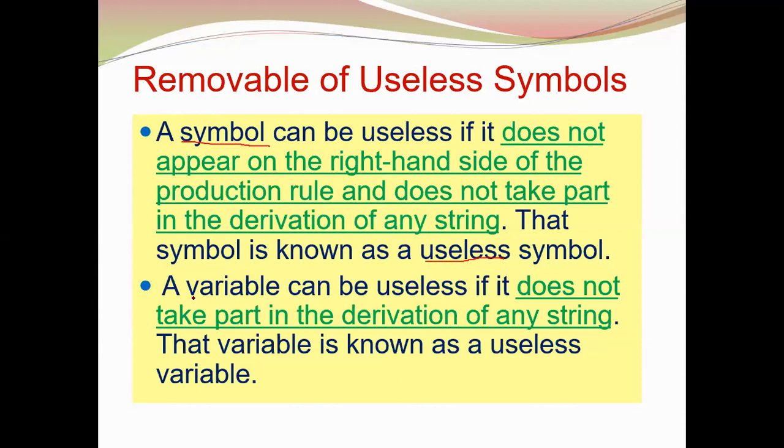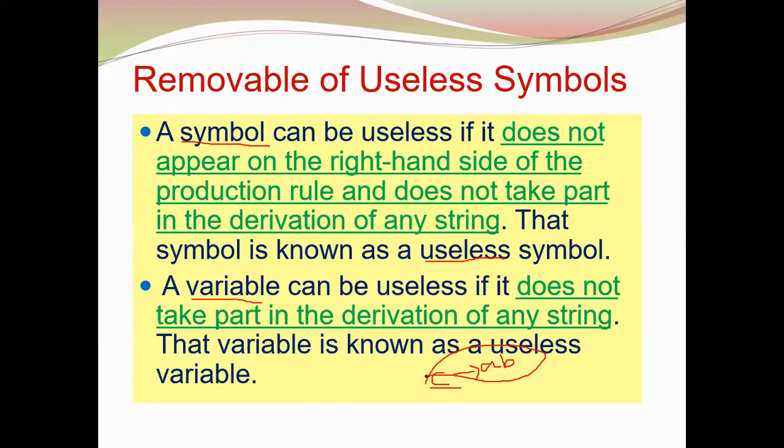And in the case of a non-terminal or variable, how can we say it is useless? It is useless if it does not take part in the derivation of any string. For example, if I have one non-terminal C that tends to some production like A, B, but I'm not using this particular C anywhere in the grammar, then I can say it is also useless. Is it clear? This is the way we can find the useless symbol. With the help of this example, you will be able to find it. Okay, we go with that example.